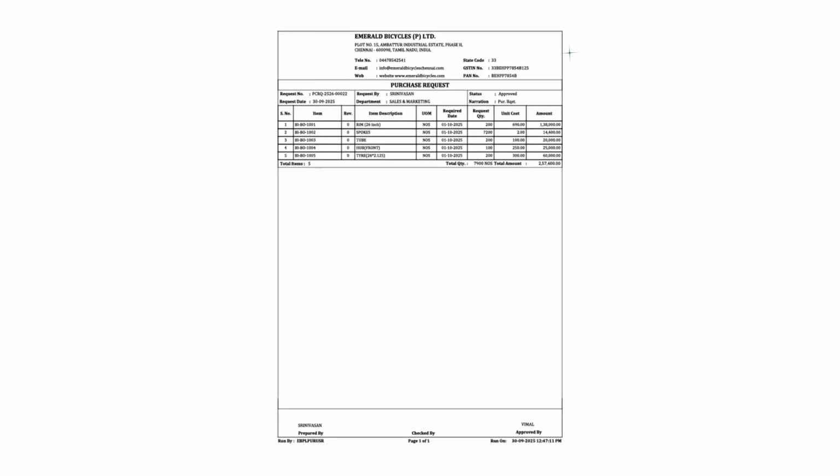Before getting into the creation, let me show the report of your purchase request. This is the report of a purchase request, which holds your request number, requested-by person, the department which has raised it, and the item for which the purchase request has been raised. This is the report on which you are going to create an RFQ, that is, a request for quotation.